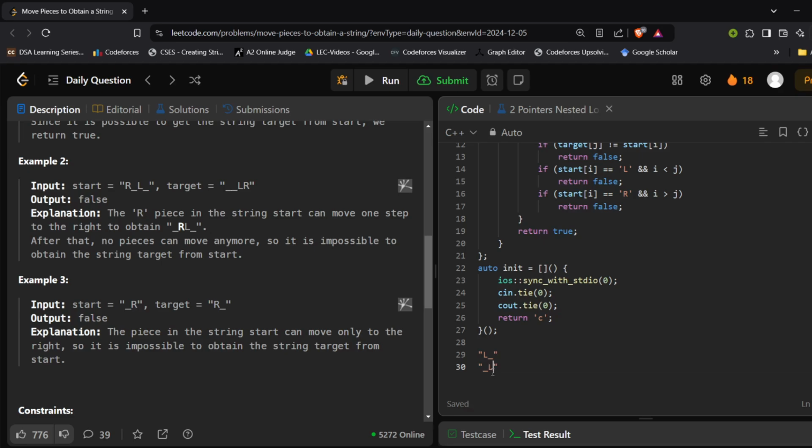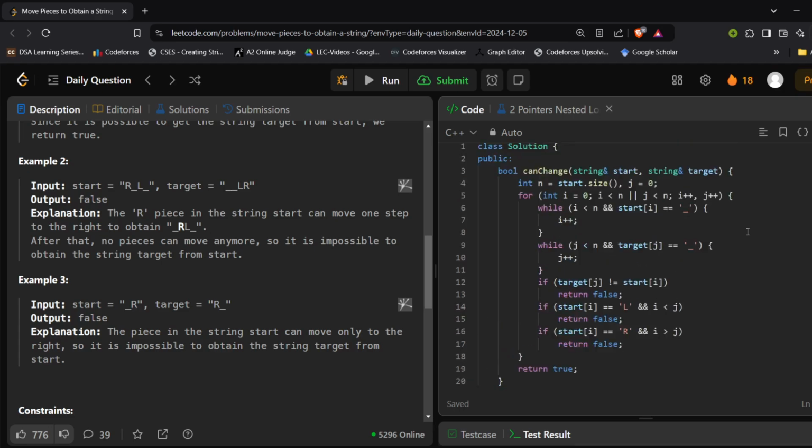So I have to make sure that whenever I am comparing the adjacent elements, the relative order should remain the same. That is, if I have R, the corresponding R should be there. If I have L, the corresponding L should be there. So I will be checking those corresponding characters only, and their indexes. I will check if my current character is L and it is lying before the required character in target, I can't make it. Similarly, for R, if my current character in start is greater than the required character in target, then also I can't make it. So in both the cases I will return false.